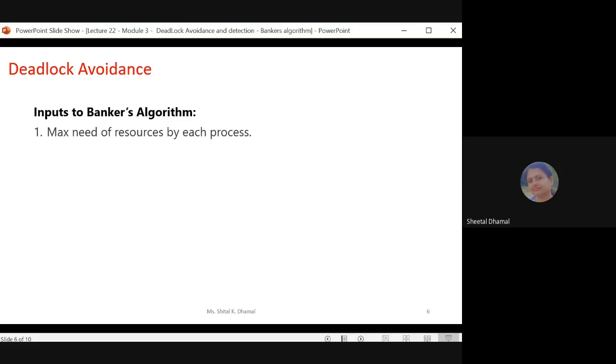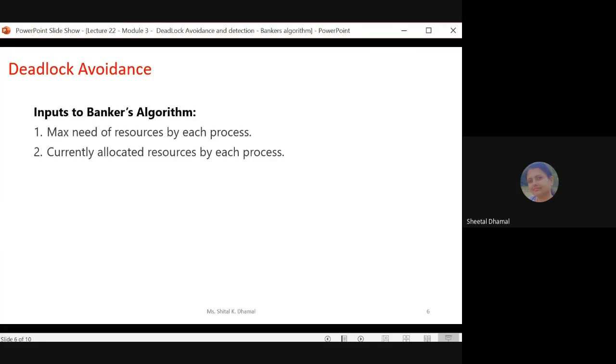So this information is already given to the banker's algorithm. Then only can the banker's algorithm decide whether the system enters into the safe state or unsafe state. So this is the first input which is given to the banker's algorithm.